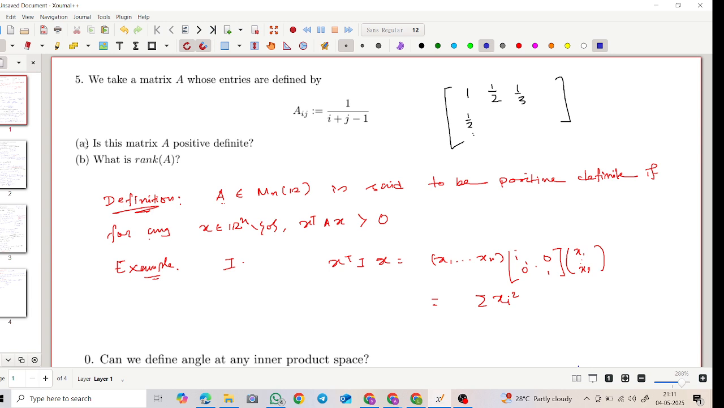Sir, here there is a question. It isn't given whether A is an n cross n matrix or something else. Yeah, we are assuming that it's an n cross n matrix.